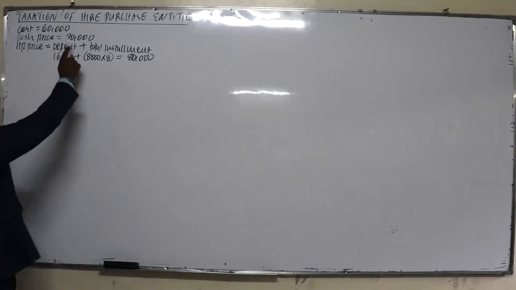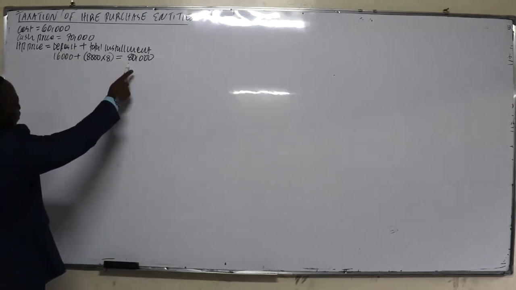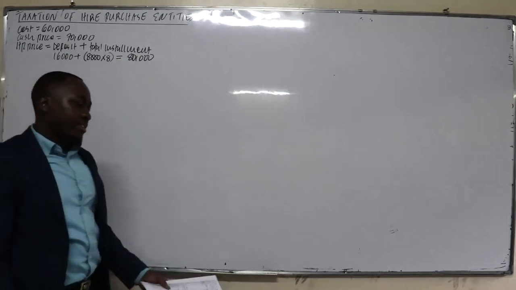If the cash price is 70, hire purchase is 80. So you're making an interest of how much? It's not that complicated.